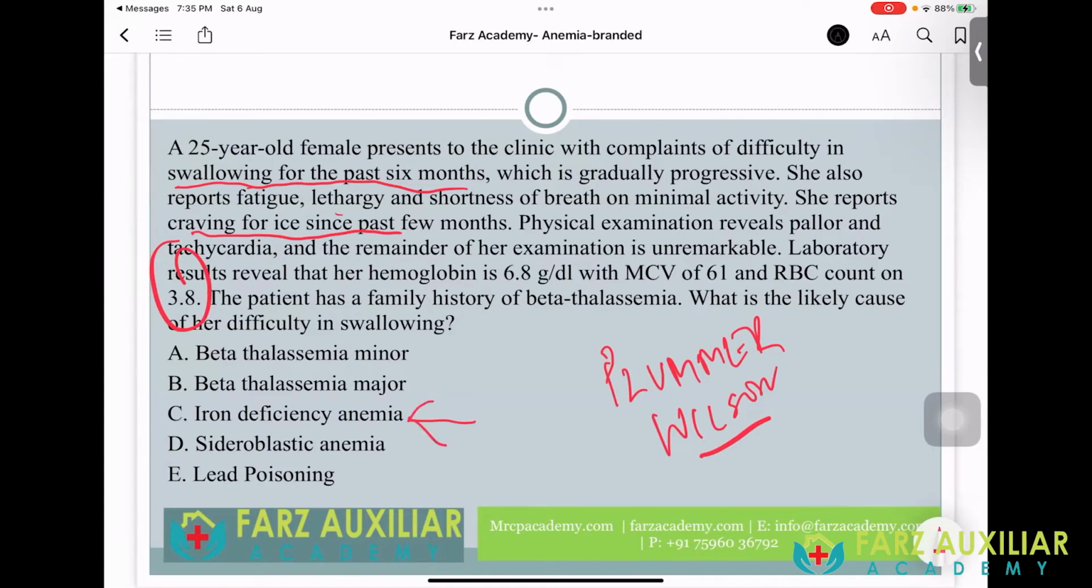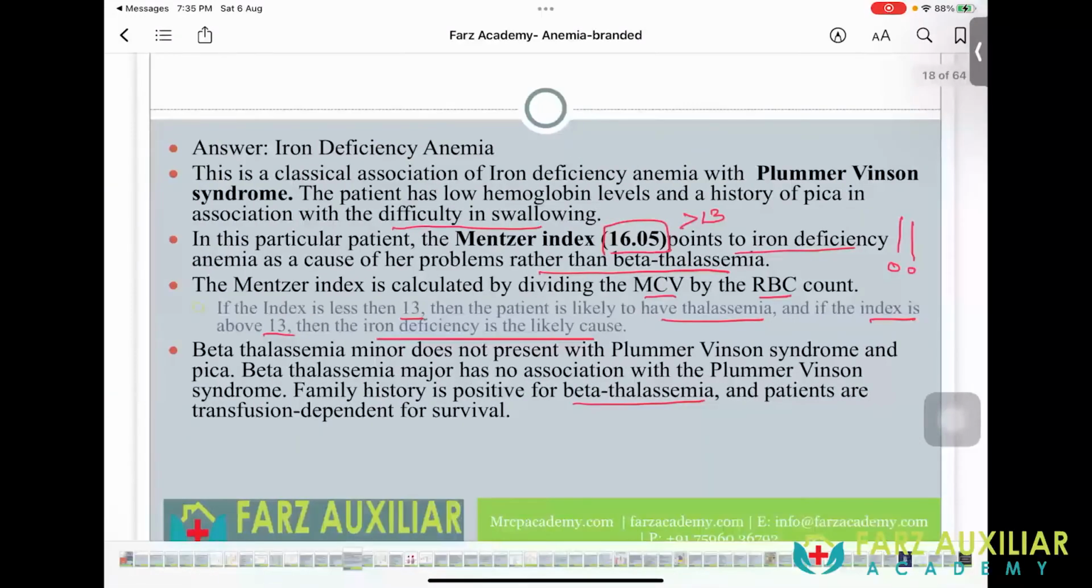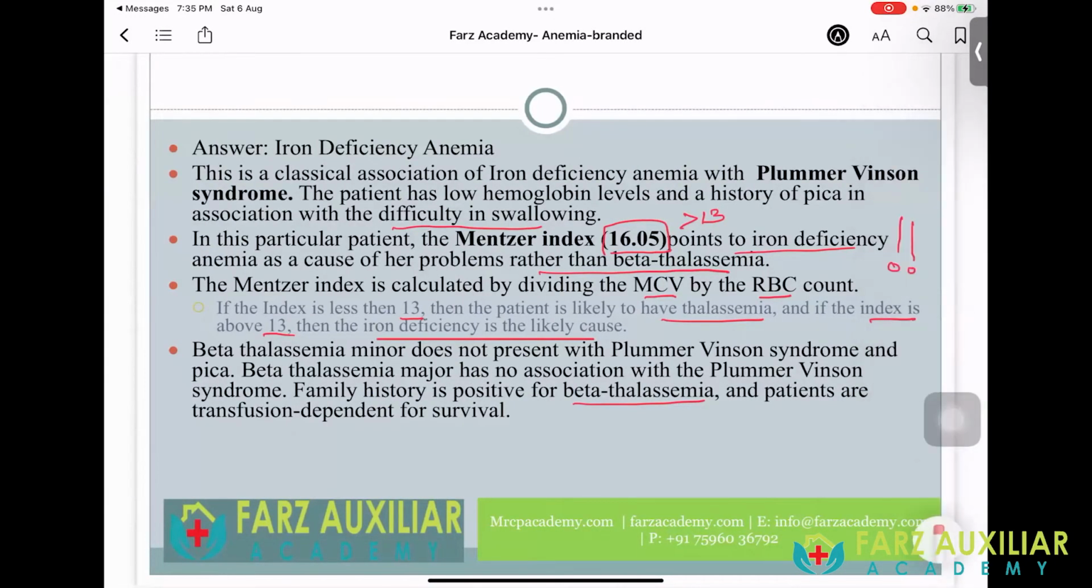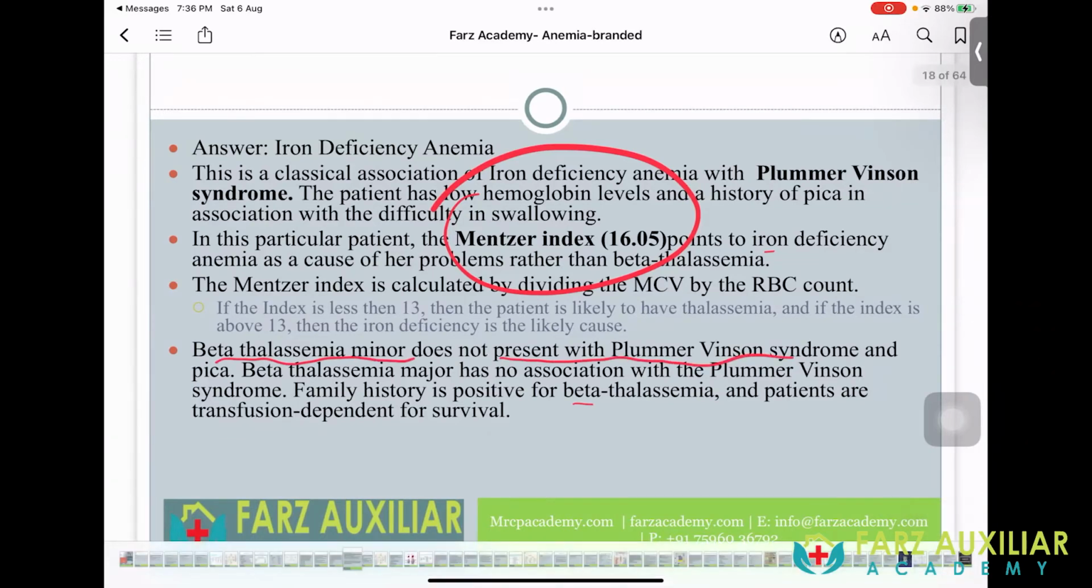C, iron deficiency anemia. As you correctly followed the approach, this is a classical association of iron deficiency with Plummer-Vinson syndrome. This patient has low Hb, fine, a history of pica, fine, and difficulty in swallowing. In this particular patient, your Mentzer index comes out to be 16.05, which points to iron deficiency anemia. Had it been less than 13, we would have thought about thalassemia trait running in the family being the culprit. And beta thalassemia minor does not present with Plummer-Vinson syndrome. So that is another point.